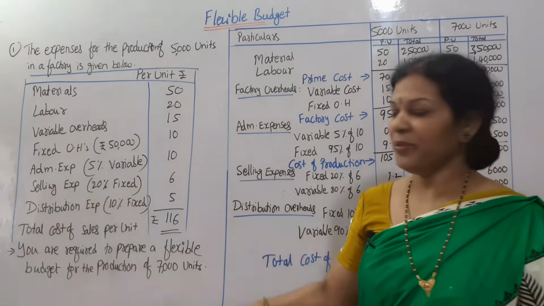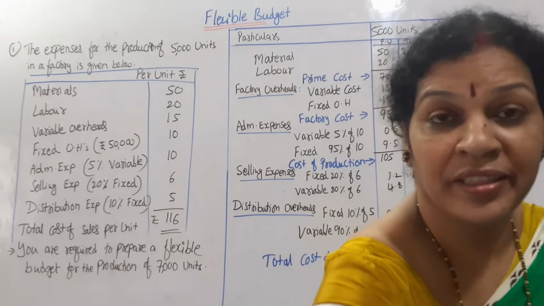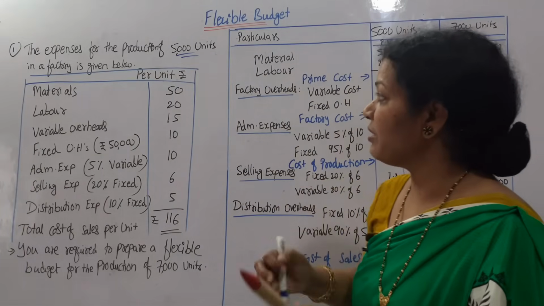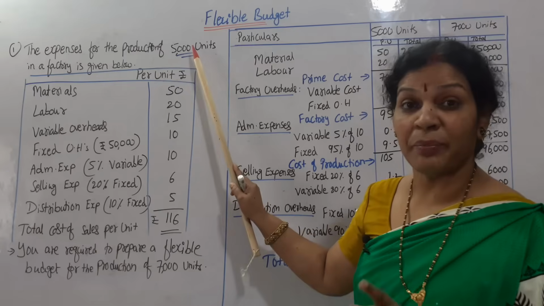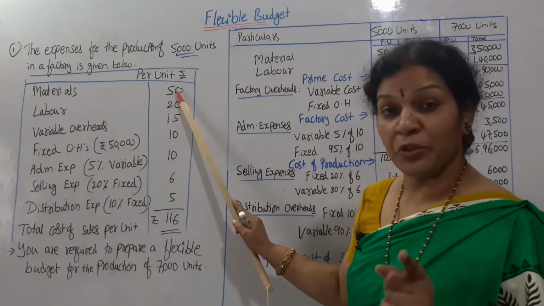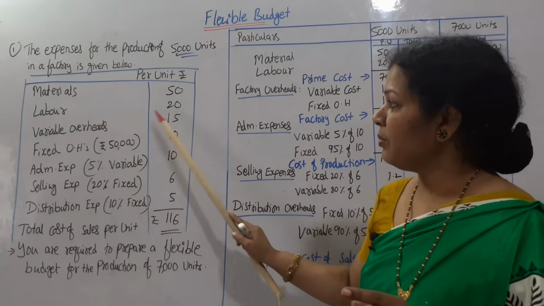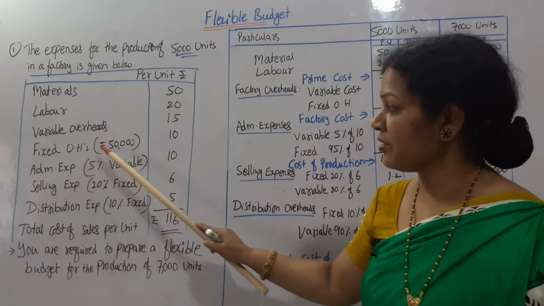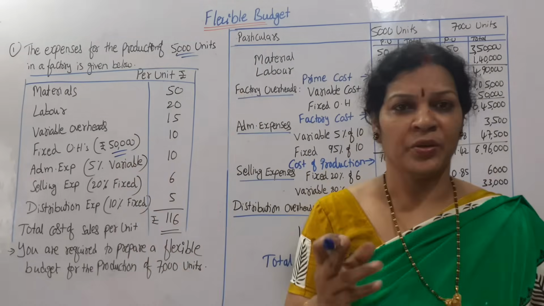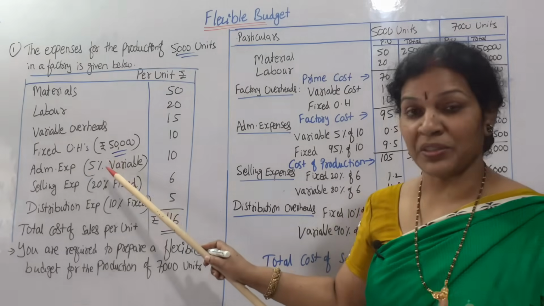Now coming to this problem, the expenses for the production of 5,000 units in a factory is given below. These are all expenses for the production of 5,000 units. Now what are the expenses? Materials 50 rupees per unit. This is per unit. Material 50, labor, variable overheads, fixed overheads. Fixed overheads are, they are saying 50,000 fixed. No changes. It will not change, right? Remember this, fixed overheads 50,000 fixed.